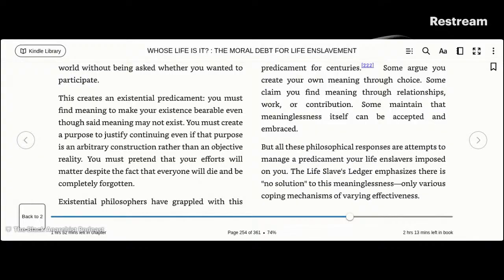Existential philosophers have grappled with this predicament for centuries. Some argue you create your own meaning through choice. Some claim you find meaning through relationships, work, or contribution. Some maintain that meaninglessness itself can be accepted and embraced. But all these philosophical responses are attempts to manage a predicament your life enslavers impose on you. The life slave ledger emphasizes there is no solution to this meaninglessness, only various coping mechanisms of varying effectiveness.